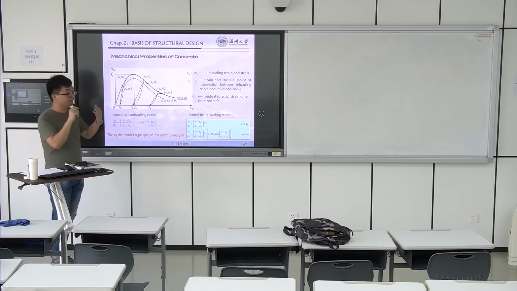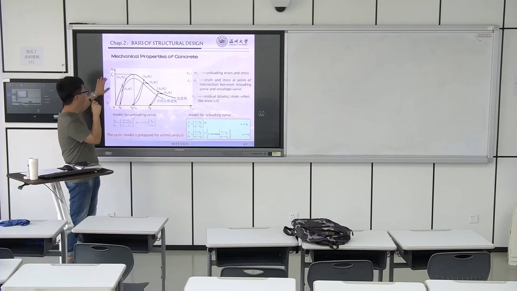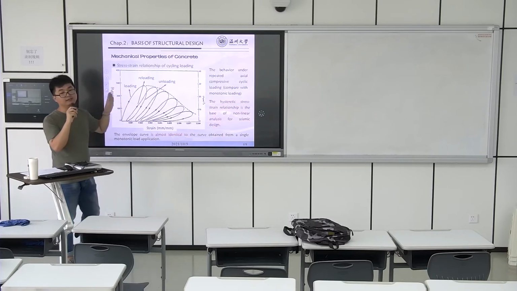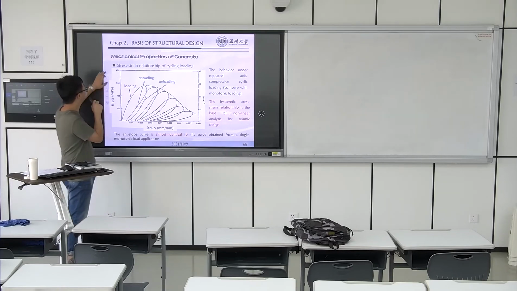So here I hope you roughly know and have an impression of these things. Just to know why the curve behavior looks like this, and the reason, and some relationships: the elastic modulus, the secant modulus, and the tangent modulus. The relationship will be okay.